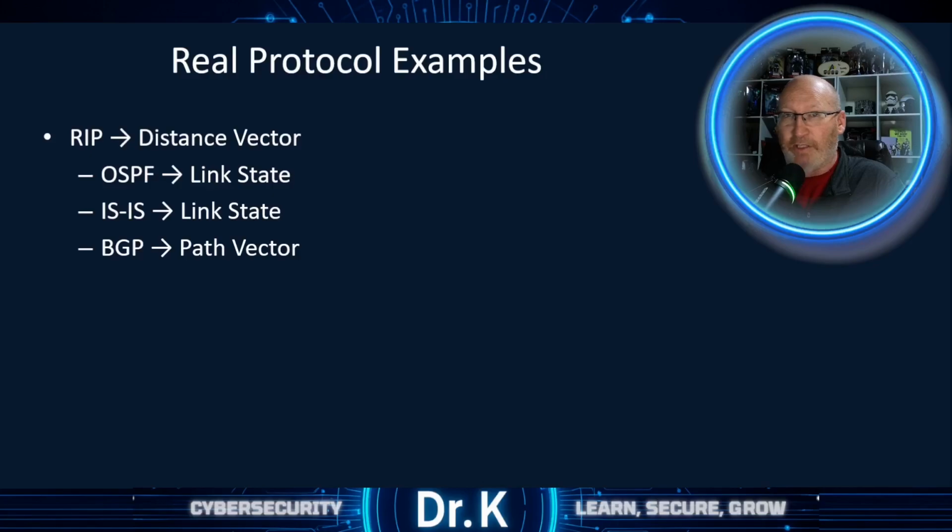RIP is distance vector. OSPF and IS-IS, well, that's link state. And then there's BGP, the one that connects entire autonomous systems across the internet. BGP uses something called path vector, which adds policy into the mix. Because when you're routing between massive networks, it's not just about the shortest path anymore, it's about business agreements, control, and policy, and don't forget about scale. Different layers of the internet need different strategies.